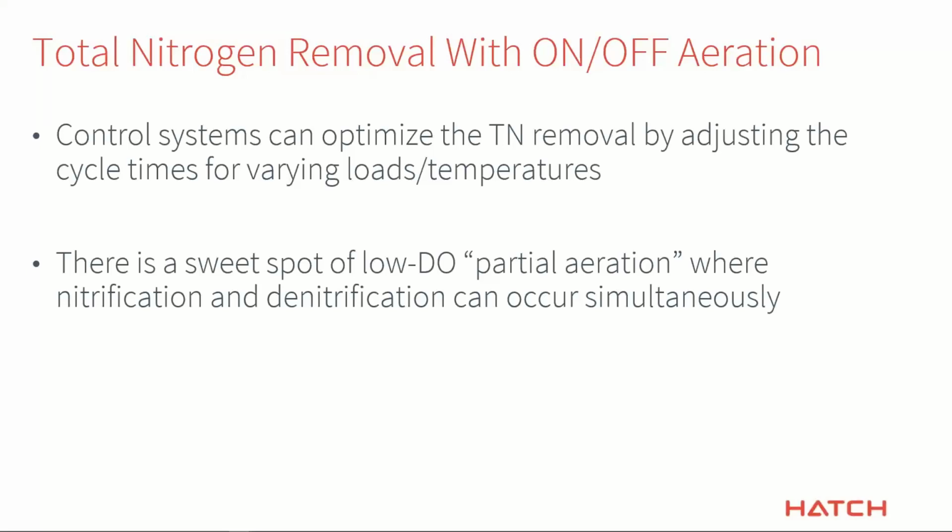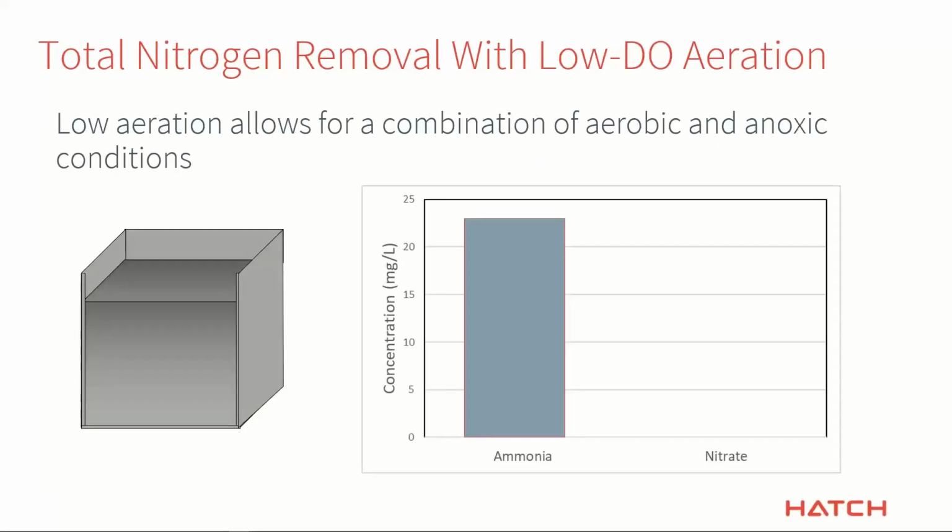can occur simultaneously. So if we go way back to the equations that I showed you at the beginning of the webinar, there are places where you can find a DO that exists around the levels of those half saturation for oxygen values, like 0.2, 0.3, something like that, where you're going to get some nitrification and some denitrification because neither one of them will be turned all the way off.